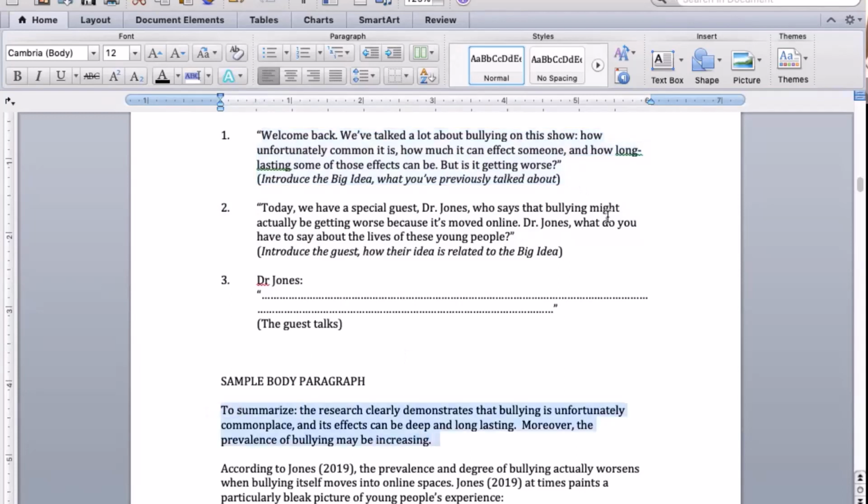I changed almost nothing, and here it is in the paper. To summarize, the research clearly demonstrates that bullying is unfortunately commonplace, and its effects can be deep and long-lasting. Moreover, the prevalence of bullying may be increasing. It's just a little less talky, a little more formal. It's really the same move.